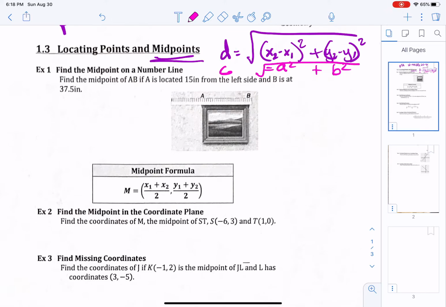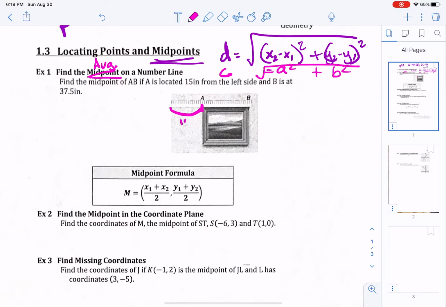Okay. Midpoint is a little bit different. Whenever I say you're finding the midpoint, I always say it's like finding the average. So finding the midpoint on a number line. They give us an example here, and they say that A, which is the left-hand edge of this picture here, is about 15 inches from where they start the ruler. And point B, which is the right side of the picture, is 37.5 inches from the edge. And they want to know where exactly the middle is, right there.